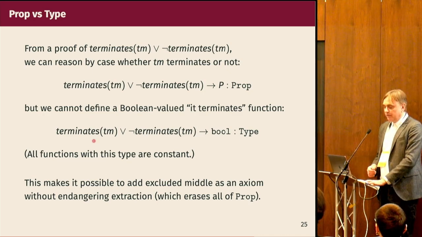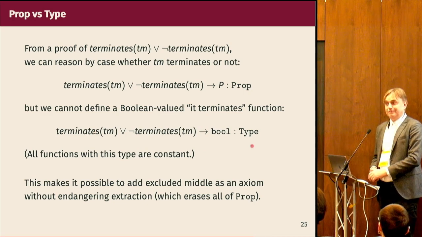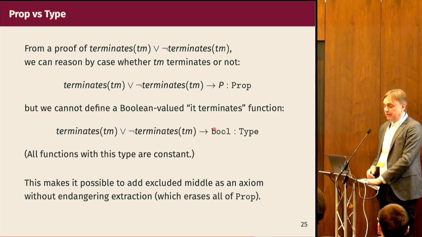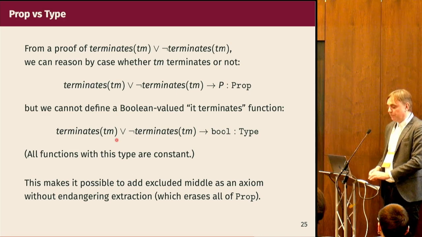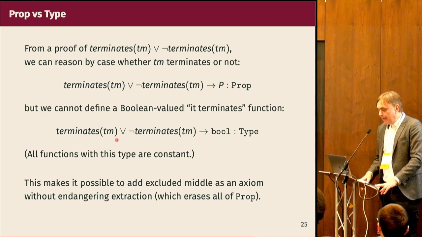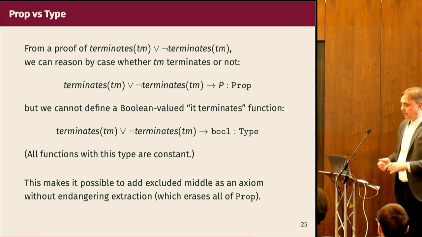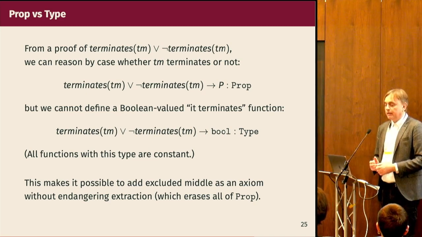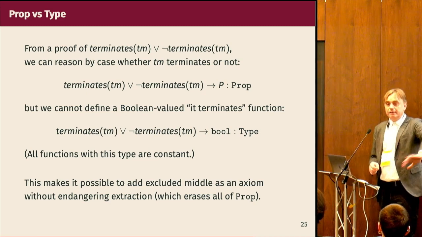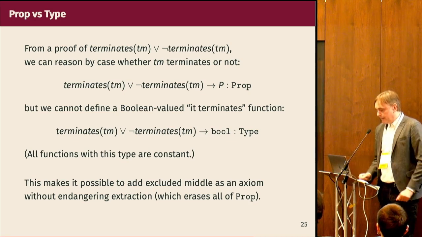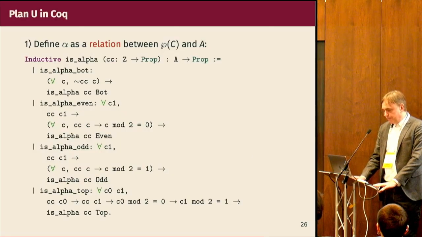Actually, all functions that have this type are constant, because the bool, which is in type, cannot depend on this proof, which is in prop. And the good thing about this distinction is it makes it possible to add excluded middle or other classical axioms without endangering extraction. Extraction erases everything that is in prop. So that's pretty cool.